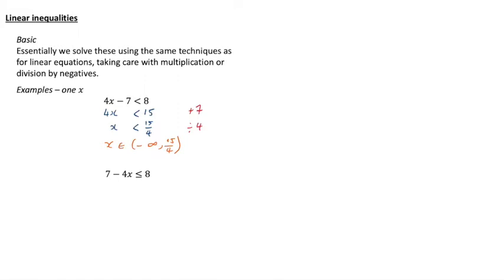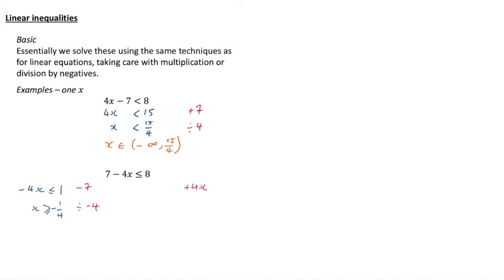Okay, we now look at 7 minus 4x is less than or equal to 8. And there's two different ways we can look at this. The first one is just to go for it, so we take away 7 from both sides, leaving us minus 4x less than or equal to 1. And then we divide by minus 4, and we have to remember to reverse the inequality, so that will give us x is greater than or equal to minus 1 over 4.